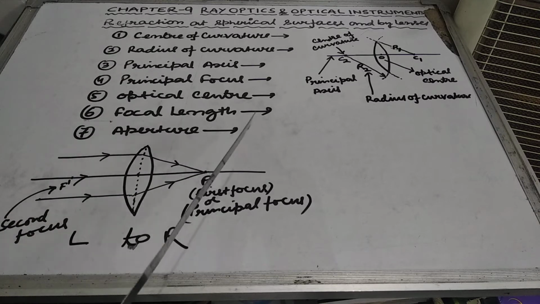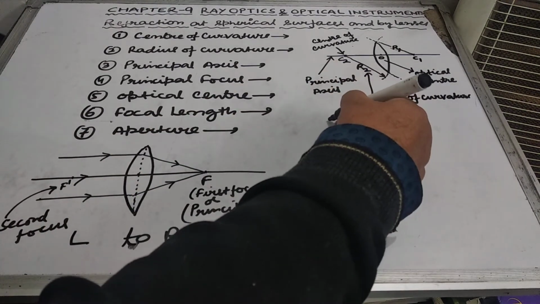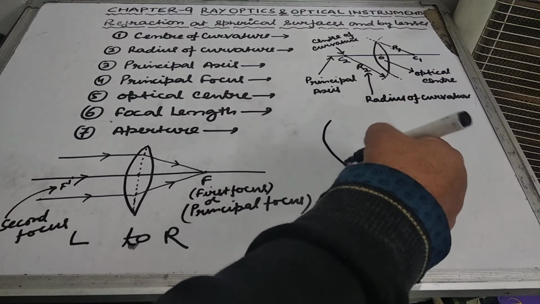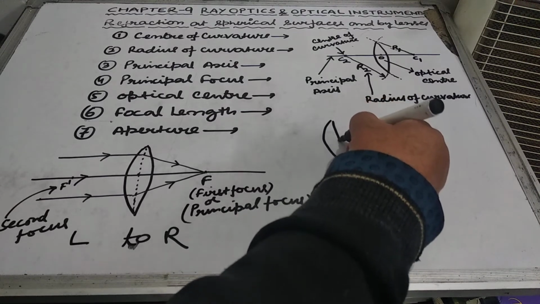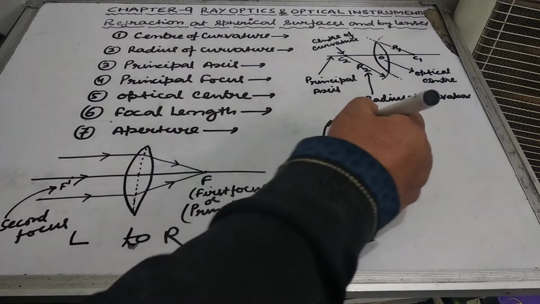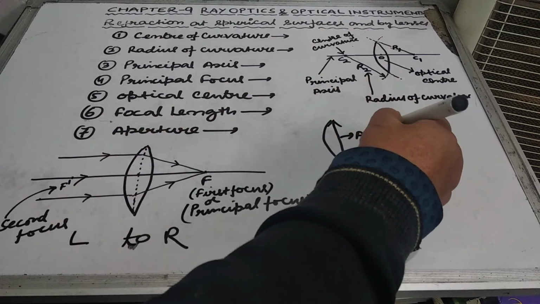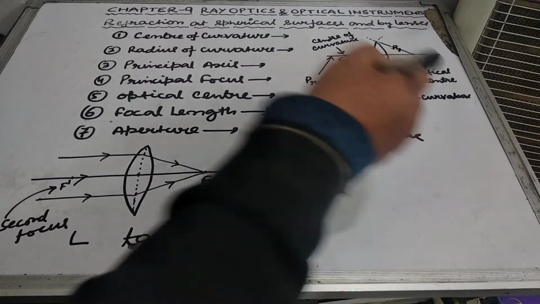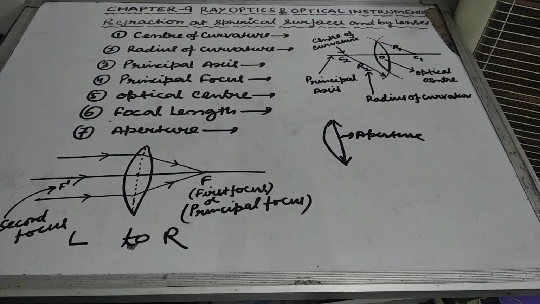And when we talk about the aperture, aperture is the diameter of the lens. So this distance is known as the aperture. Now coming to the sign convention.